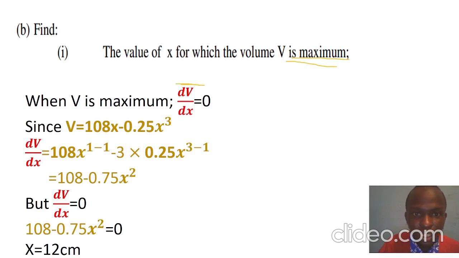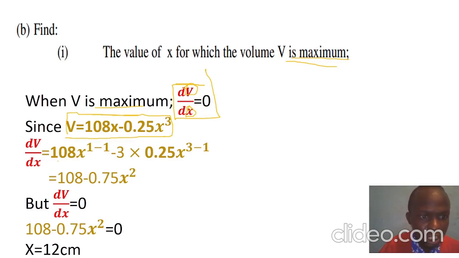So dV with respect to x. Remember here V is volume. Don't confuse this V with the velocity one. This is volume in this particular example, and this x is the dimension. Okay. So since we have volume, when the volume is maximum, dV/dx is 0. But we have our expression of V. The expression of V is already there. We need to differentiate it.